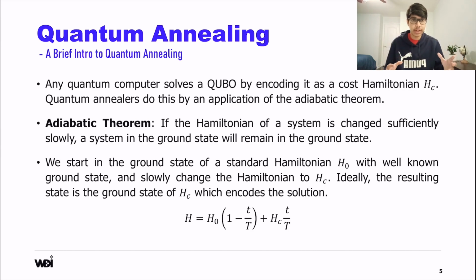So we start in the ground state of a well-known Hamiltonian H0, and the ground state of H0 is usually the superposition of all qubits, which is very easy to prepare. And then we slowly evolve it into our cost Hamiltonian by turning on biases and couplers in our quantum annealer. So we start at time 0, so lowercase t is equal to 0. And as lowercase t slowly increases to capital T, which is the total runtime of our computation, then this term vanishes and we end up with HC.